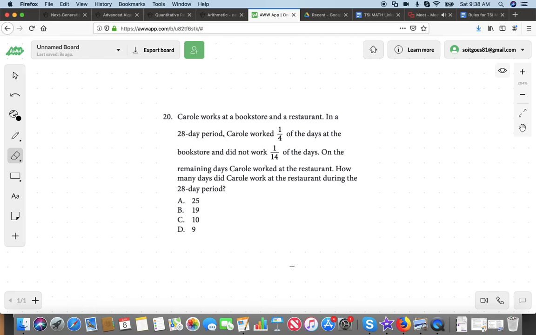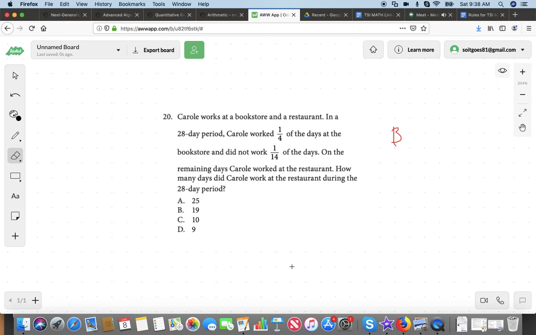All right, stop. I'm going to stop you. On word problems, I love using this strategy. When they give you a chunk of information, ask yourself, what can I solve for with that chunk? They just said in the problem, in a 28-day period, Carol worked 1/4 of the days at the bookstore. How many days did she work at the bookstore? Do you think we could calculate that? During the 28-day period, she worked 1/4 of those 28 days at the bookstore.